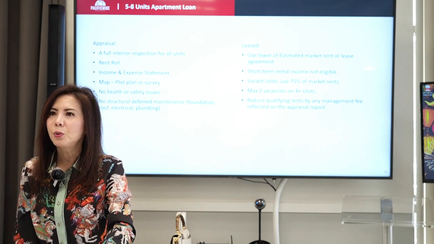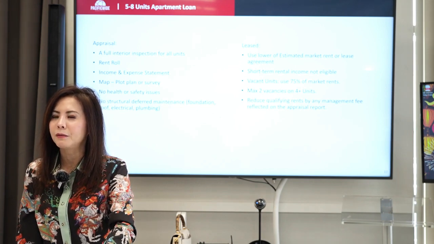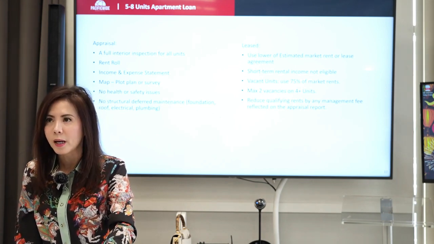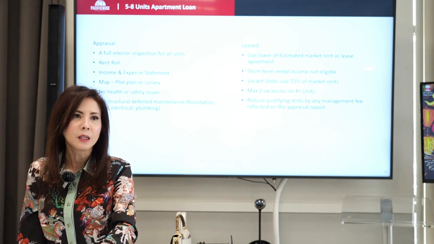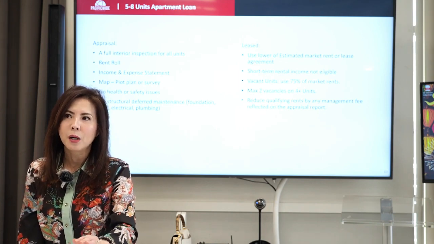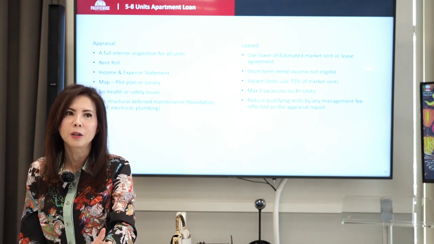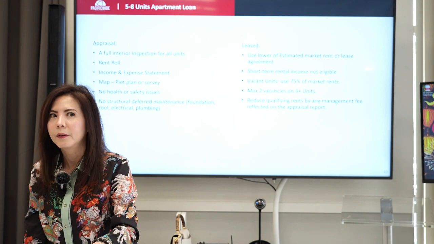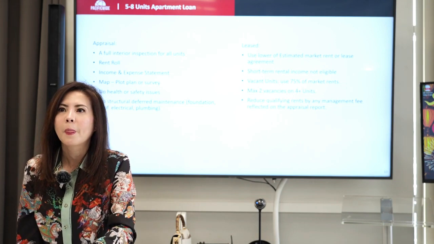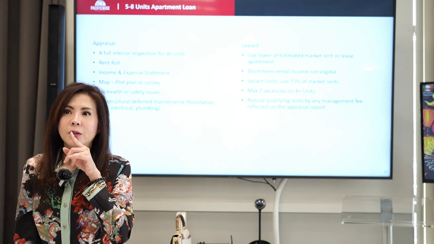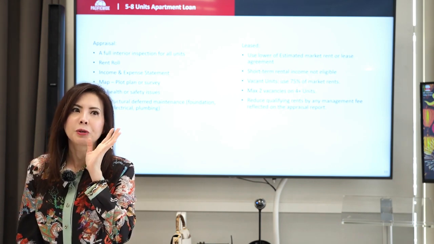So the last one: reduce qualifying rents by any management fee reflected on the appraisal report. If there is a management fee, then they will reduce our rental income by that part of the expense. That's understandable, because normally it's 10% or something like that. What do they do with utilities? Usually for the 4 units, you have to pay utilities for the renters. In this case, the utility will be in the expenses statement. So don't worry, they will take into account everything.